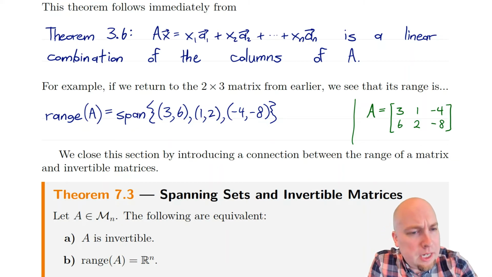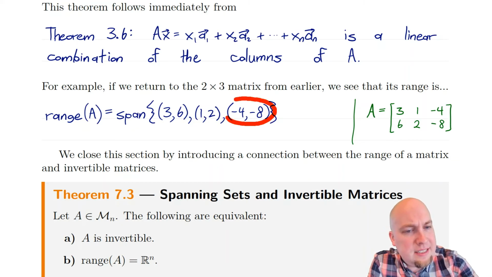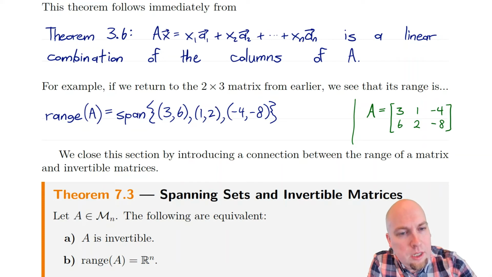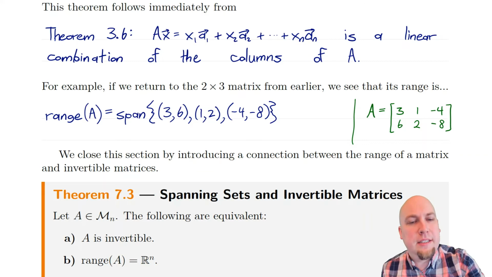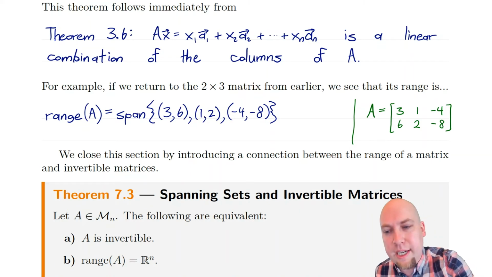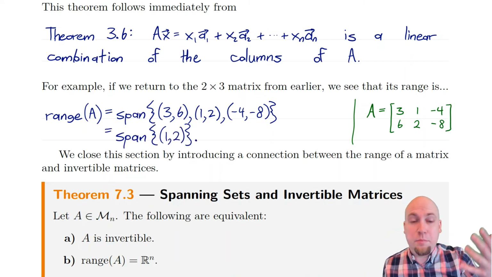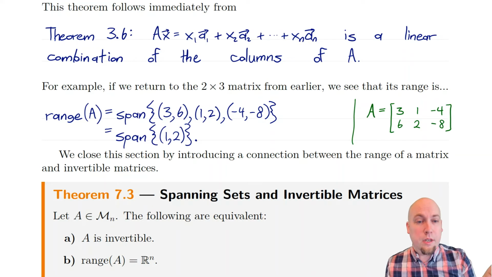And similarly with (-4, -8). (-4, -8) is a scalar multiple of (1, 2). Okay, so it doesn't actually contribute anything to the span, right? If something can be written as a linear combination of these 3 vectors, well, then you could also write it as just a linear combination of this one vector in the middle. You could write it as just a scalar multiple of the vector (1, 2).